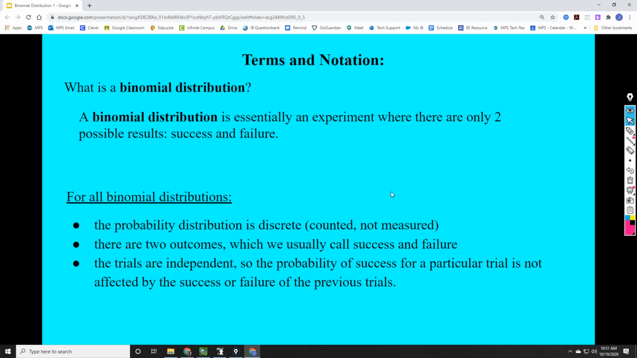Also, for all binomial distributions, as we said before, there are two outcomes, and we can usually refer to those as the success, the thing that we're looking for, or the failure, which is basically anything else. And finally, the trials are independent, which means that each time we do another trial in the experiment, what happened previously has no effect on what's going to happen in the future.